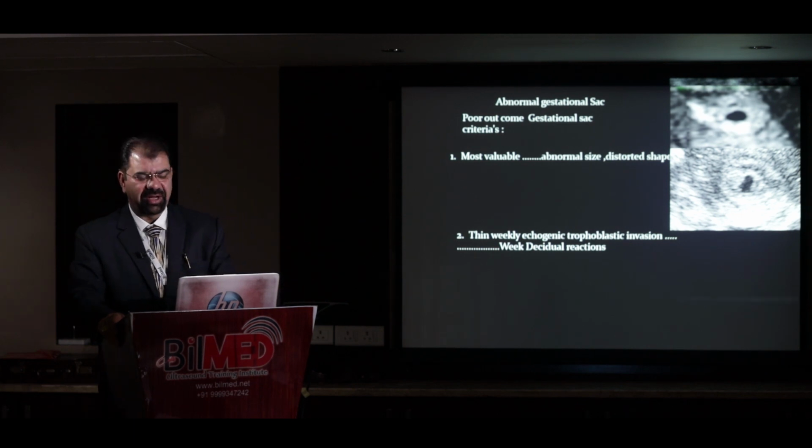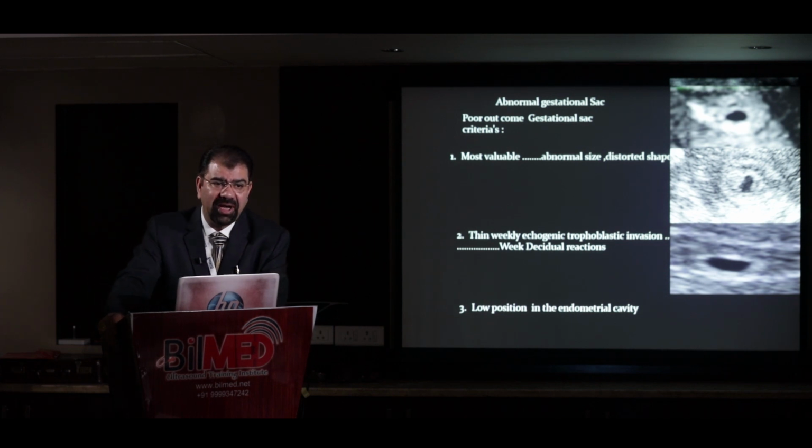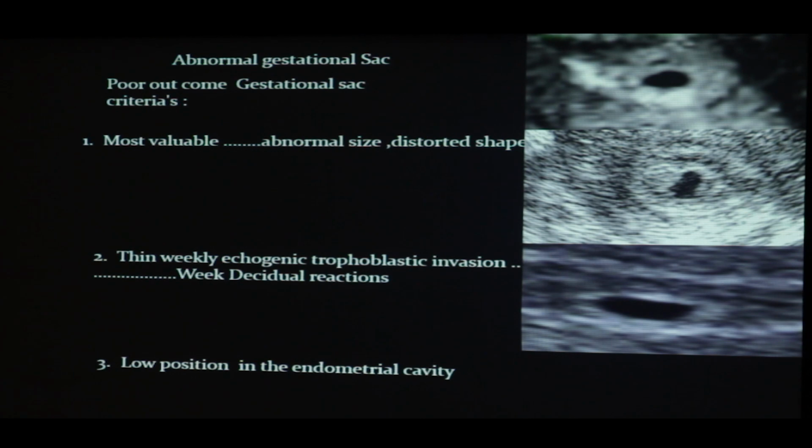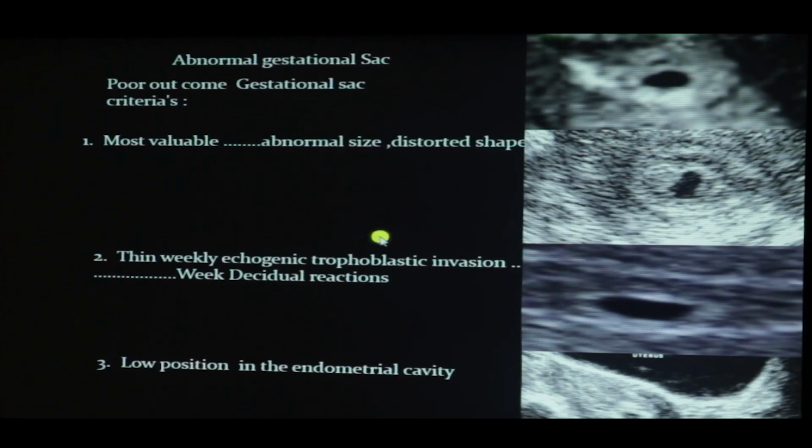So weak decidual reactions, and low in the endometrial cavity, not located in fundus or body, but somewhere low, near the isthmus. Maybe it is already in the cervix. So a low lying gestational sac is also abnormal. Now see here, it is not in fundus, it is not in body, it is somewhere at the level of isthmus, if not in the cervical cavity. So low in position, weak decidual reactions, distorted in shape and small in size.